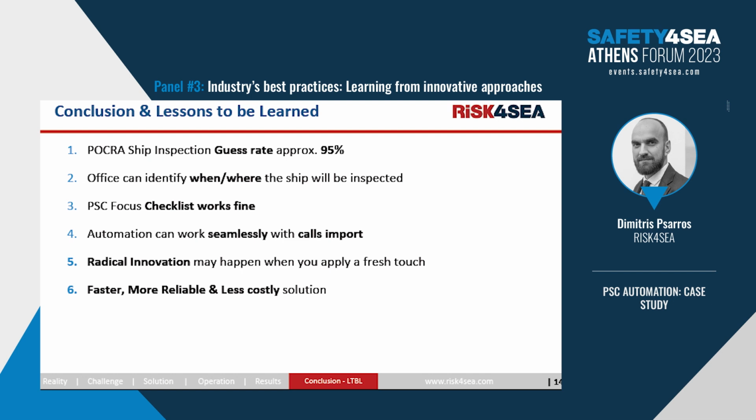Now, some conclusions and lessons to be learned. Port of call ship risk assessment: we provide you a guess rate of approximately around 95%. The office can identify when and where the vessel will be inspected. The port state control preparation checklist, which is specific, works fine, and the automation works seamlessly without any human interaction. Of course, the system is faster, more reliable, and of course less costly.